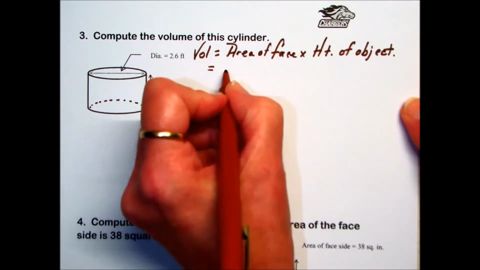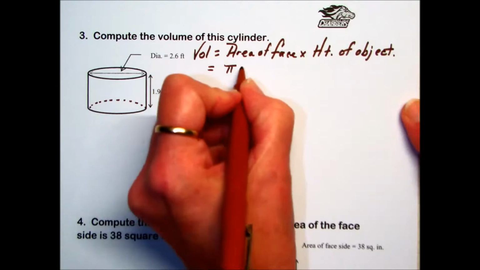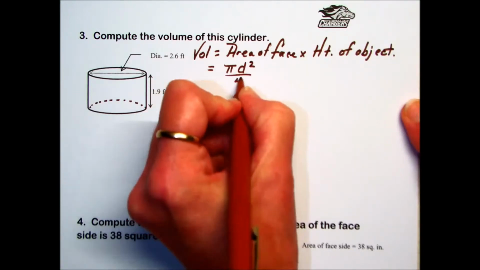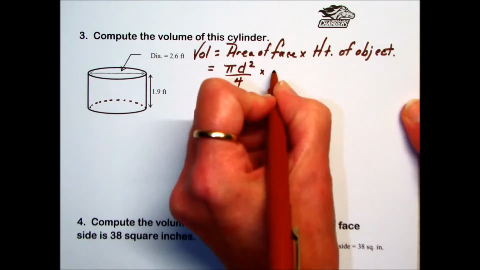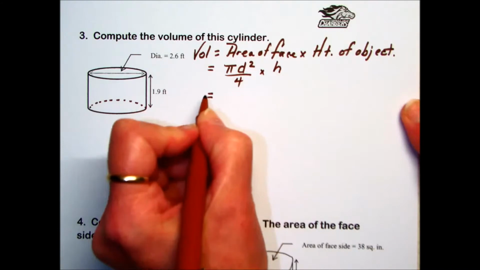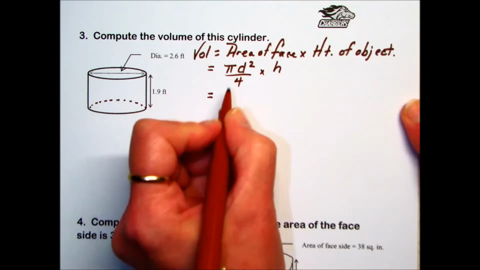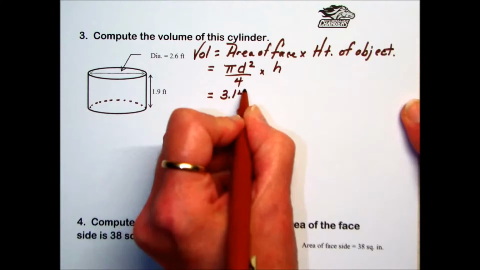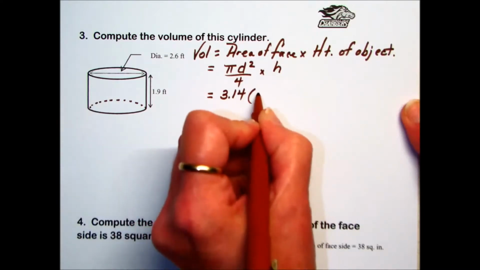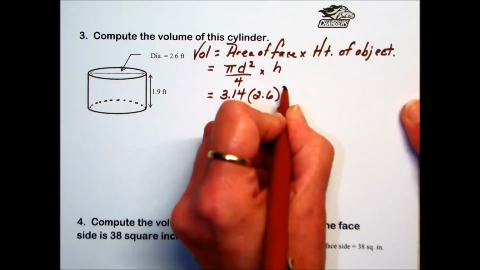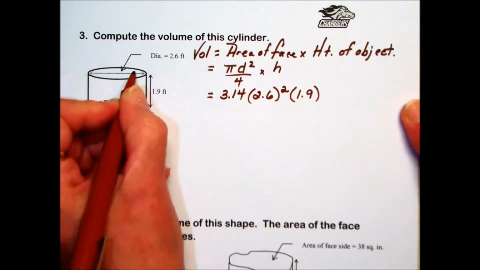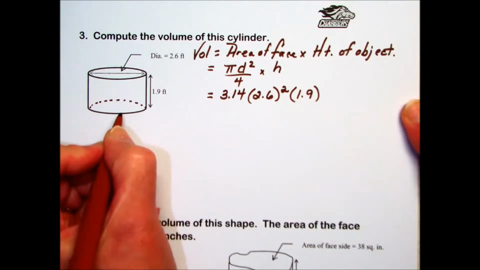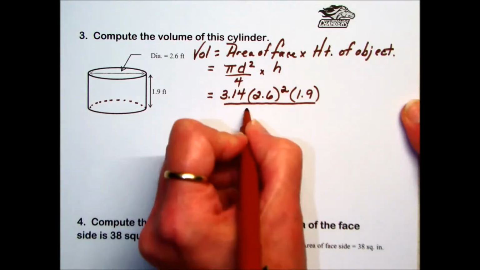The area of a circle is found by taking pi times the diameter squared divided by 4, and then to calculate the volume we have to multiply that area by the height. Plugging in values then for this particular problem, we'll use the approximate value of 3.14 for pi. The diameter is given as 2.6. That has to be squared. The height, the distance between those two similar sized and shaped faces, is 1.9, and divide the result by 4.